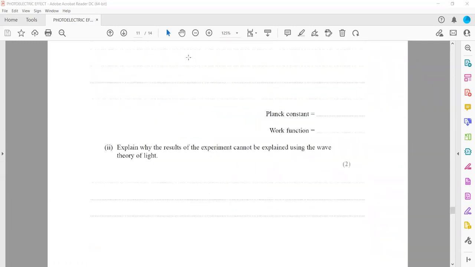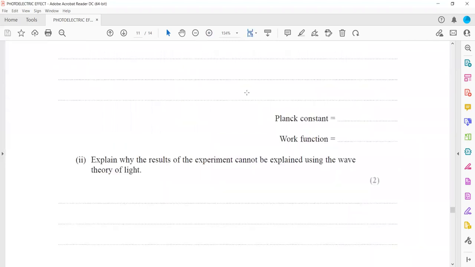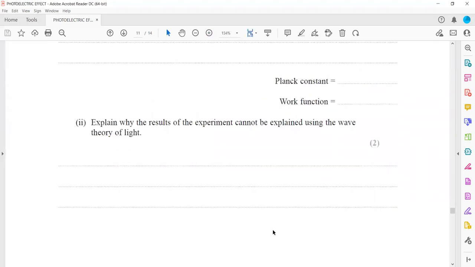Explain why the results of this experiment cannot be explained using wave theory. Why wave theory? Because on this graph there is no electron emission below a certain frequency. Otherwise, if light was acting like a wave, then any frequency should remove the electron.